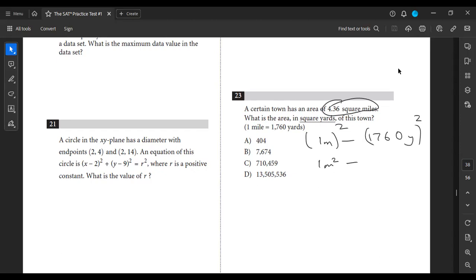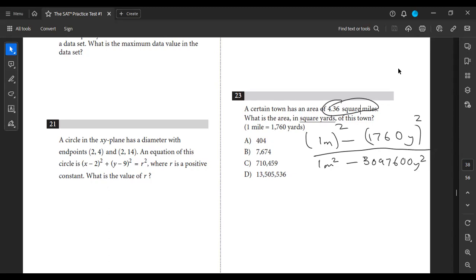So we squared this side, 1 mile squared is going to be 1760 squared. Let me just check that on my calculator. Okay, so 1760 squared is 3,097,600 square yards. So we know that 1 square mile is equal to 3 million, right? 97,600 square yards.